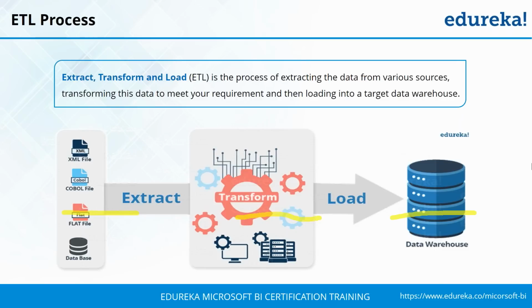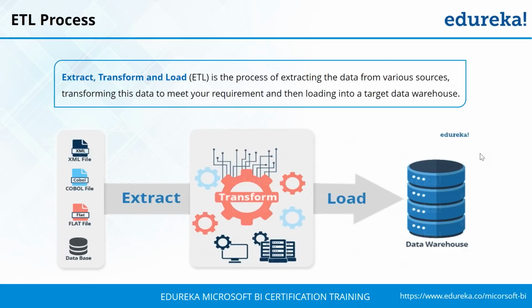All right, great. So let's see how an ETL process works. ETL, as the name suggests, is extract, transform, and load. It's the process of extracting the data from various sources, transforming this data to meet your requirements, and then loading it into a target data warehouse. So you see, we have all these different sources coming.